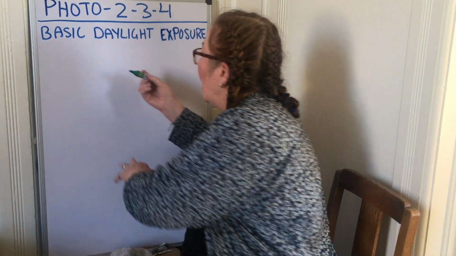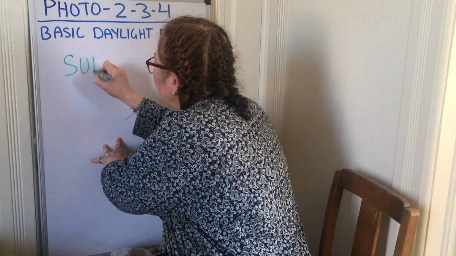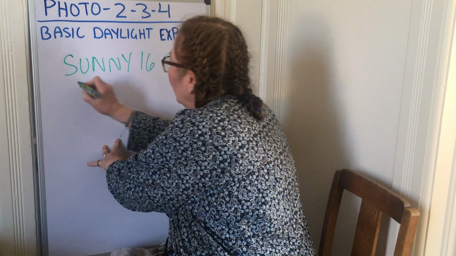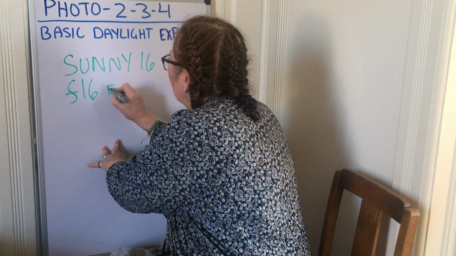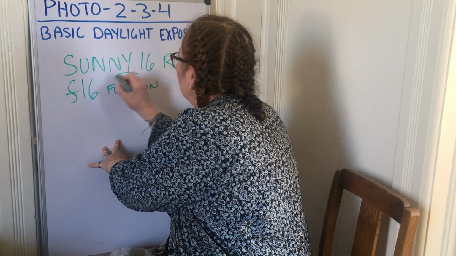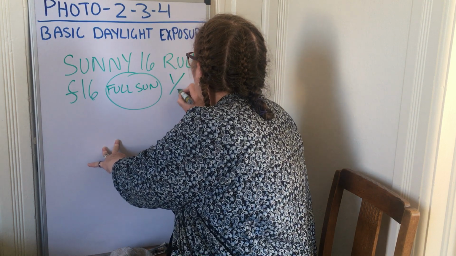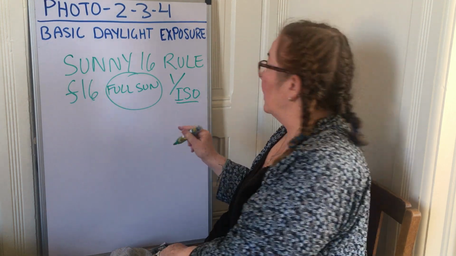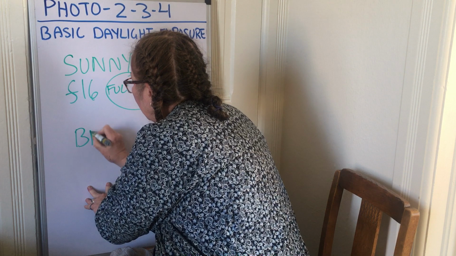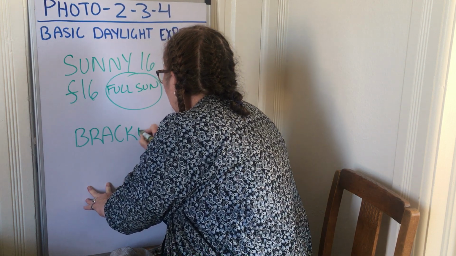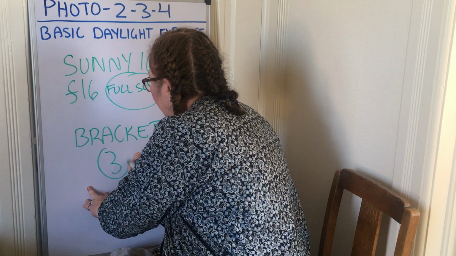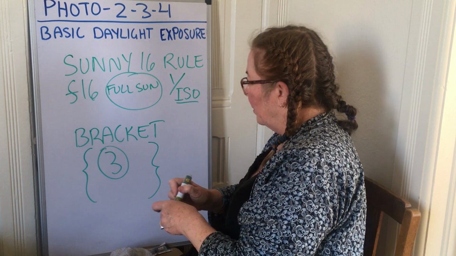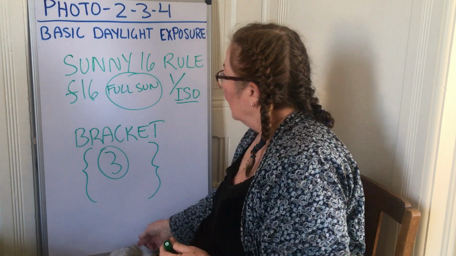For us here, we're going to follow the Sunny 16 rule. Remember, f16, full sun, and your shutter speed is 1 over the ISO, so whatever the closest shutter speed to your ISO is. And you're going to do bracketing. I recommend you do a bracket of 3. All right, there's your bracket. So all you number people, you got your bracket of 3 there.